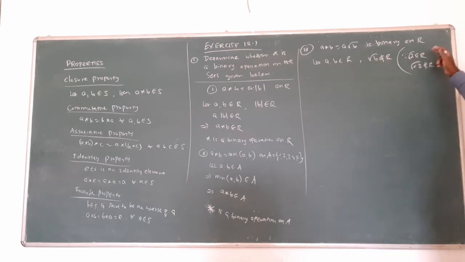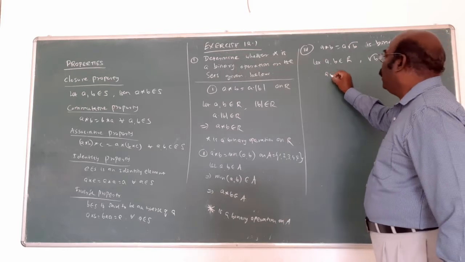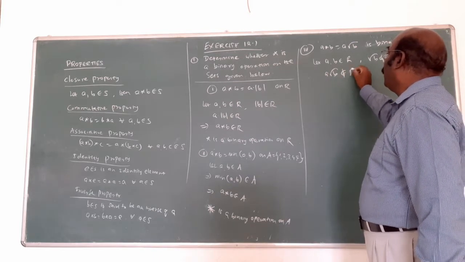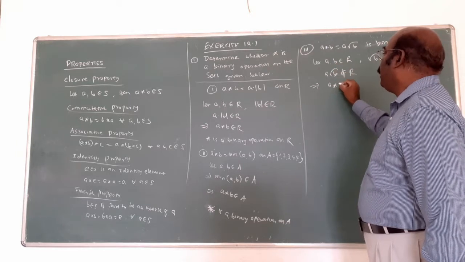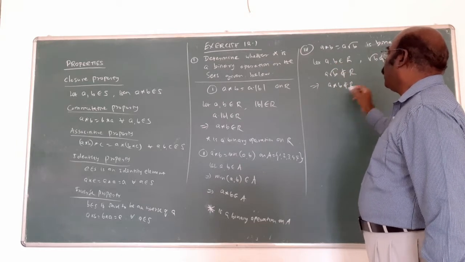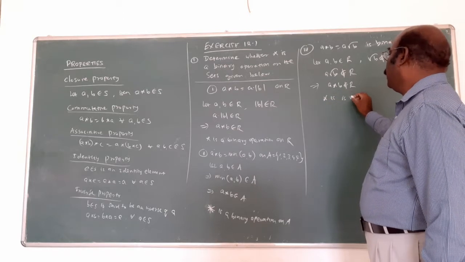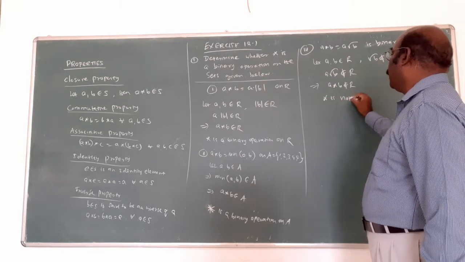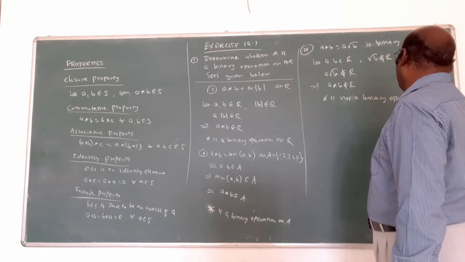2 belongs to R, but minus 2 does not belong to R. That's why a into root b does not belong to R. So a star b does not belong to R. That's why star is not a binary operation on R.